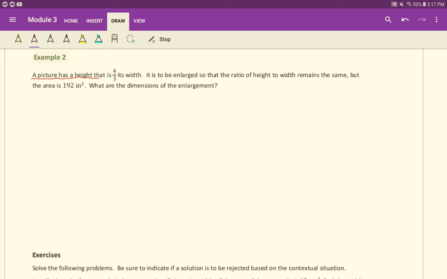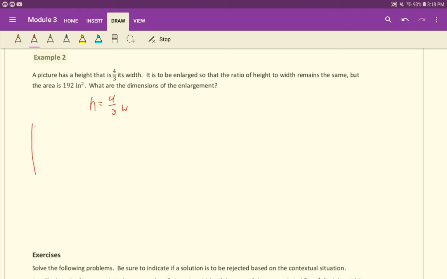So a picture has a height that is 4/3 its width. It is to be enlarged so that the ratio of height to width remains the same, but the area is 192 square inches. What are the dimensions of the enlargement? Okay, so the height equals 4/3 times the width.